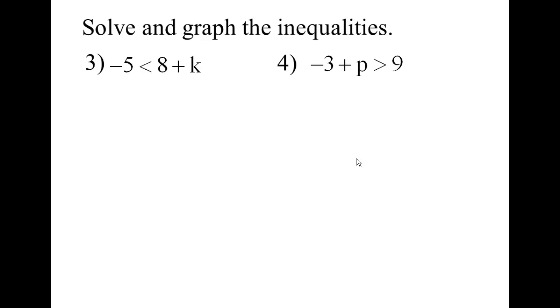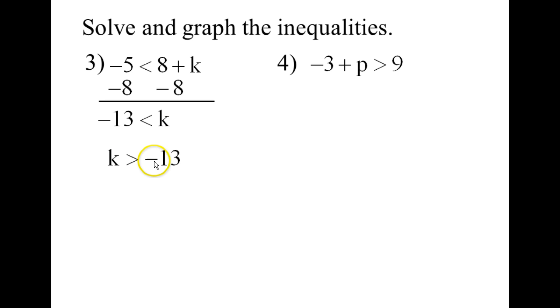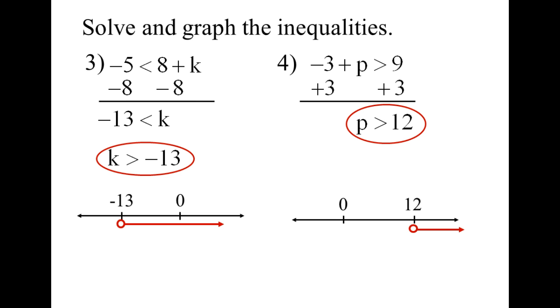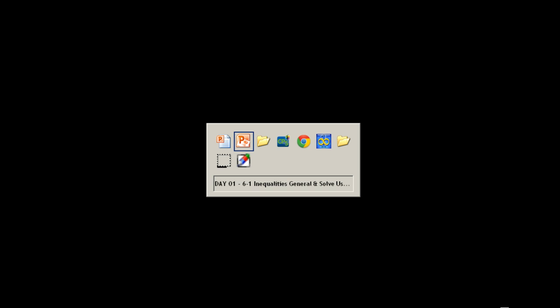Alright, what's the first step here? Subtract 8 from both sides. Negative 5 minus 8, negative 13. And notice how I flip it around. Negative 13 is less than all our answers, which is the same as our answers are all bigger than negative 13. So that direction. Alright, so let's have you guys try a few on your homework. Or we'll call it classwork, actually.